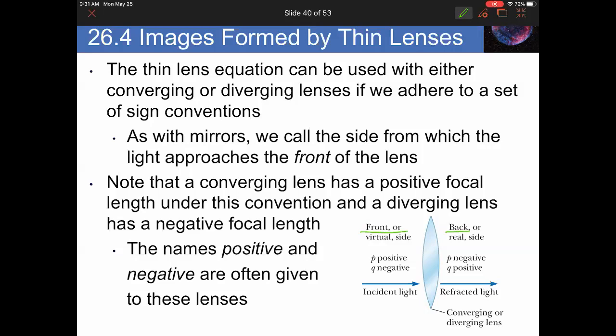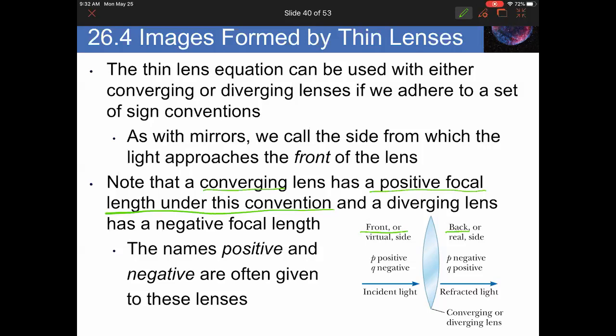So this will always be true, just like with concave and convex mirrors, remember? A concave mirror always had positive F, positive R. Convex always had negative F, negative R. Same thing here. If you're talking about a converging lens, which is a convex lens, it always has a positive focal length and positive radius, whereas the diverging lens has a negative focal length.